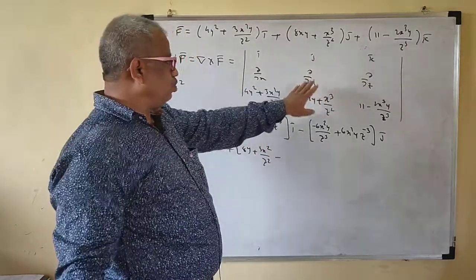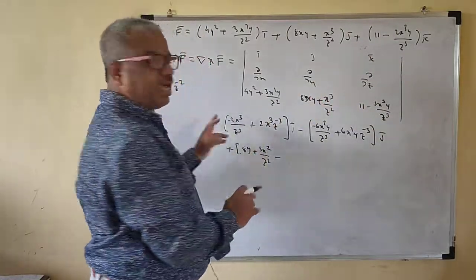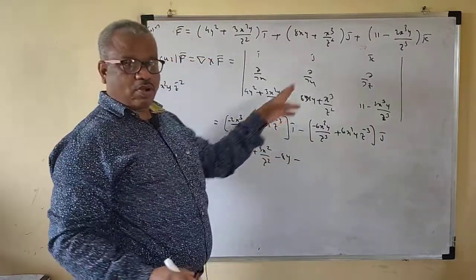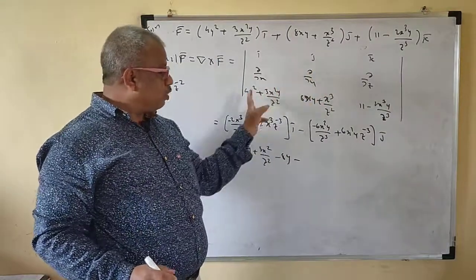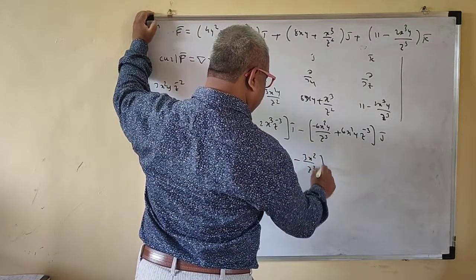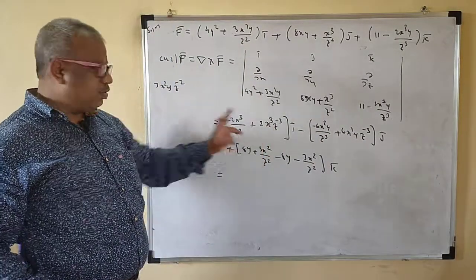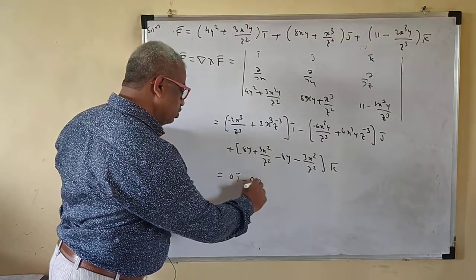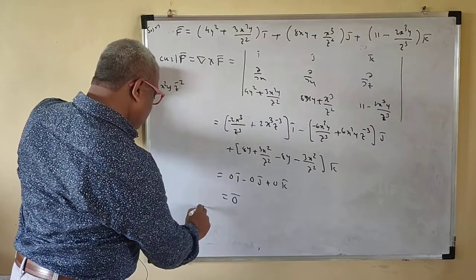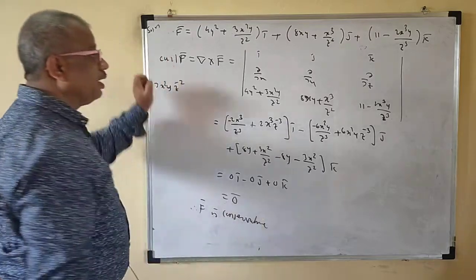Then we have to take ∂/∂ of the other term. There are two terms, so we take care of the minus: minus 8y, and minus 3x²/z² k bar. Now this is upon z³, so it is 0 i bar minus 0 j bar plus 0 k bar. So this is the zero vector. Therefore f bar is conservative.